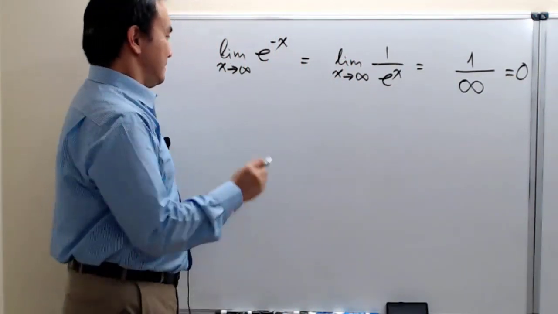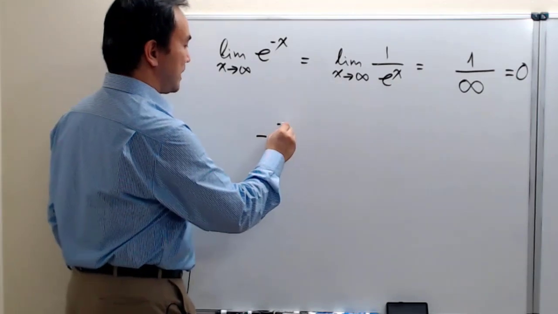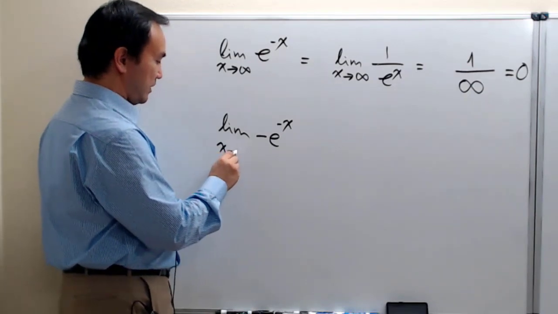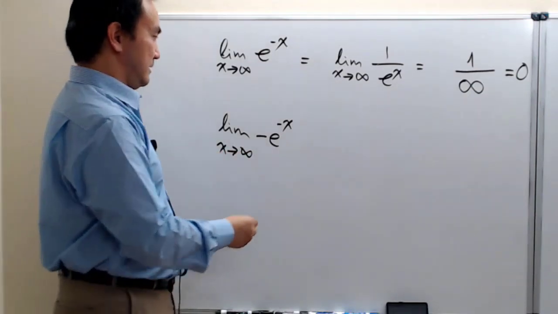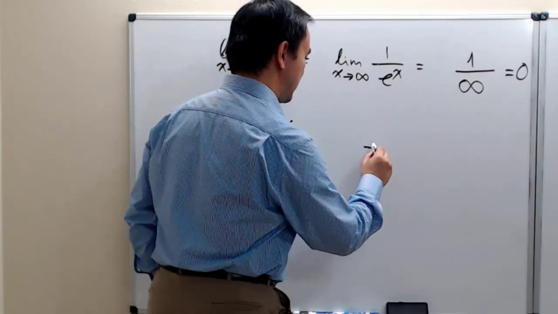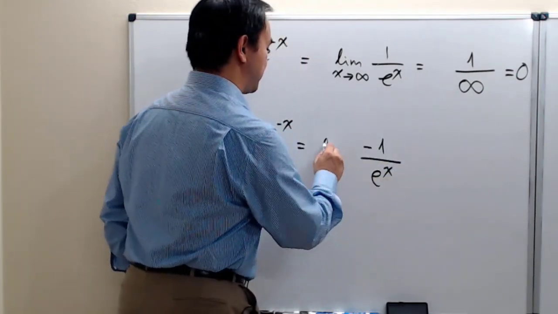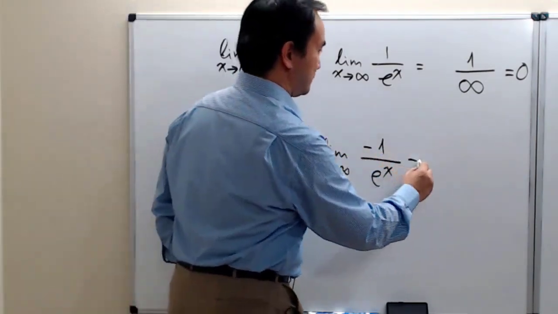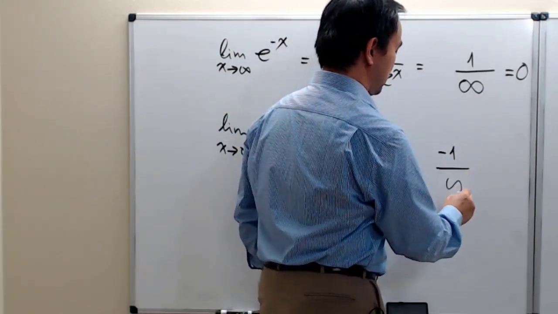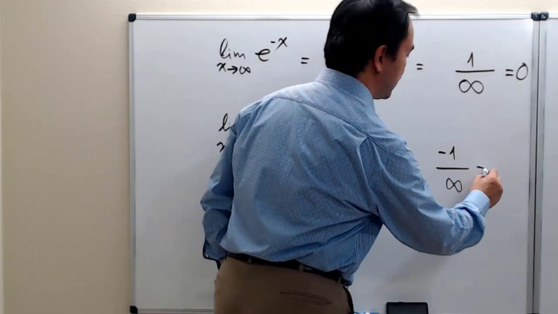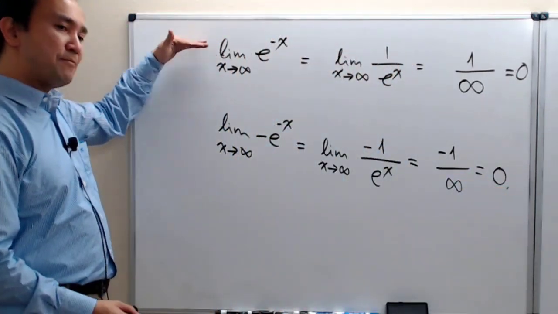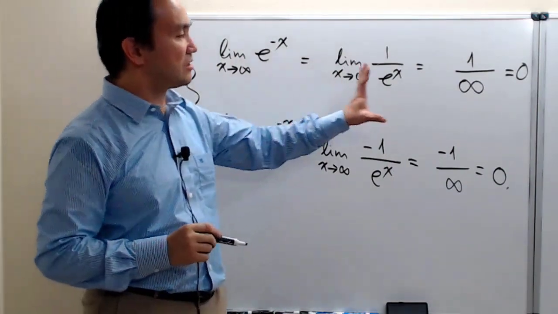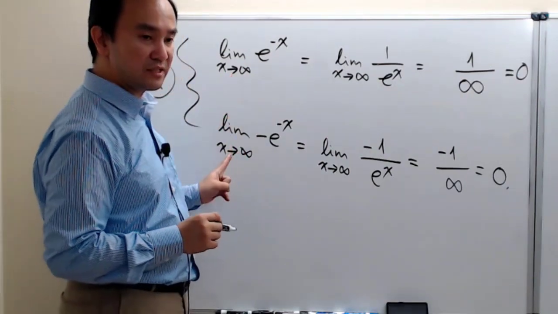On the other hand, negative e to the minus x, this is our g function, our other trapping function below right here. As we let x go to positive infinity, this is the same algebraically as negative 1 over e to the x. So we can think of this as negative 1 over infinity, and this is going to be 0 as well. So the result here, result number 2, is that the two trapping functions meet the same limits when we are attempting these limits at infinity.